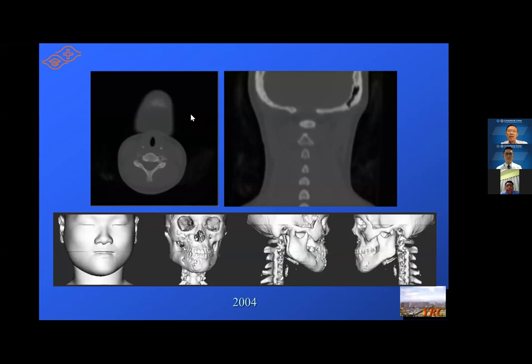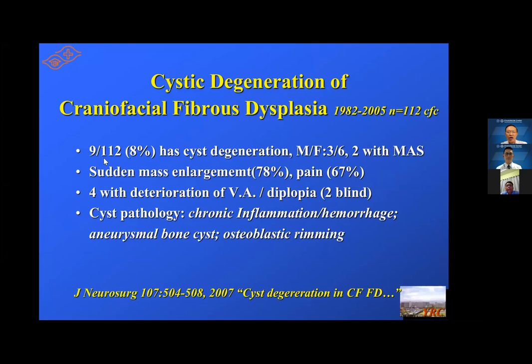This cystic degeneration happens in some patients in our series. This is Professor Lo and his fellow, who finished this paper by reviewing all the patients in the craniofacial center. It's more than 112 patients, and 8% of them have cystic degeneration. Females are more than males. They have a certain enlargement with pain. 4 of them deteriorated in visual acuity or had diplopia, and 2 went blind. This has been published in 2007 in the Journal of Neurosurgery.